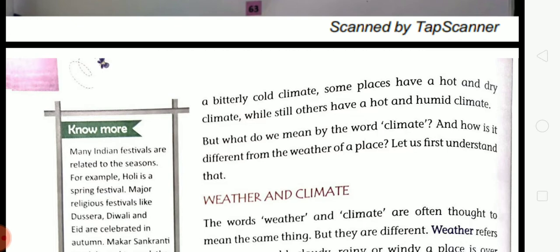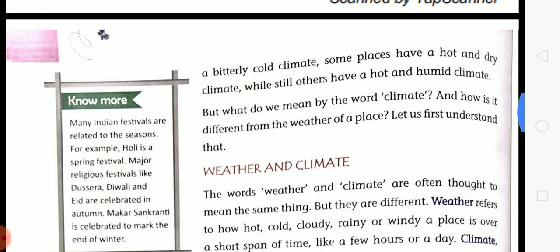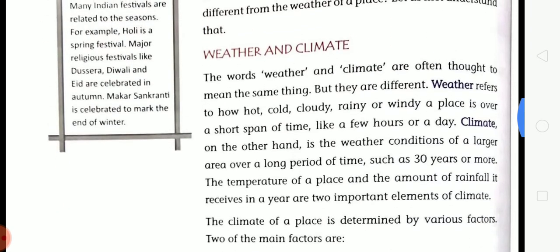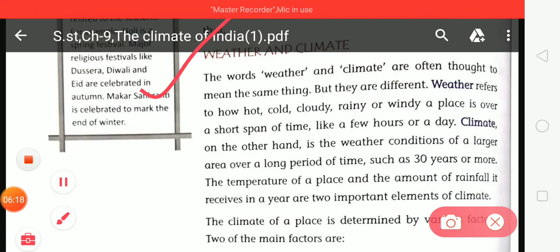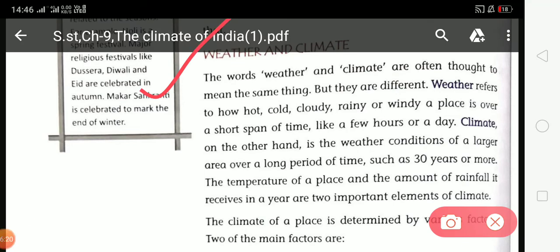So students, what do we mean by the word climate? You have heard about cold climate and hot, humid climate, but what do you mean by the word climate? Do you know what climate is? First of all, you have to understand what climate is. So students, first of all you have to read this paragraph. The words weather and climate are often thought to mean the same thing, but they are different.